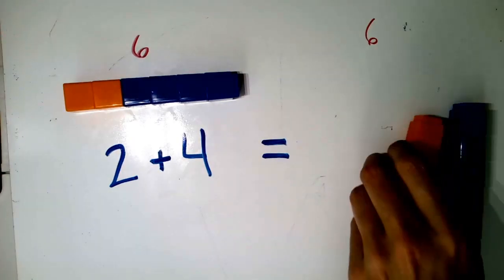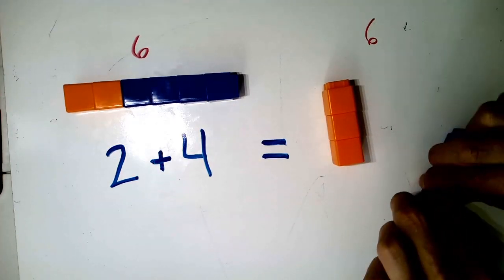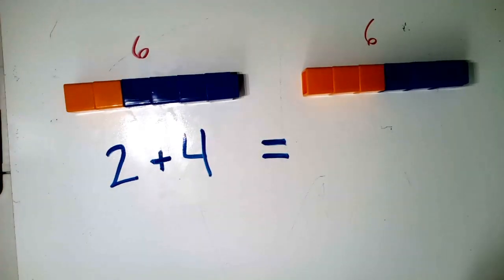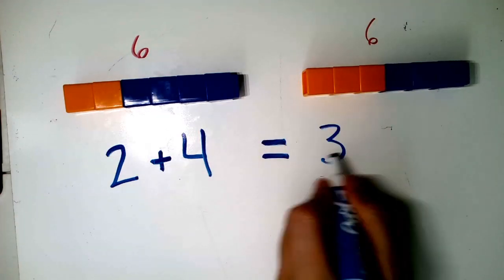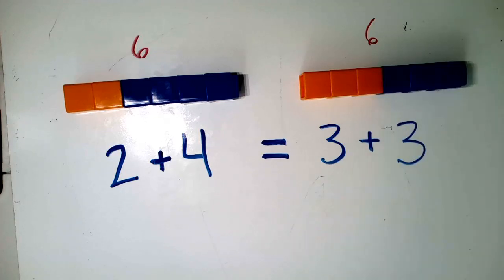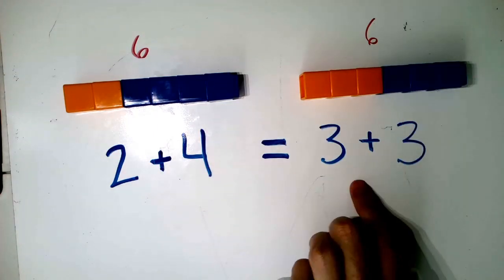3 and what? Let's count up to figure it out. 3, 4, 5, 6. I'm going to break that off. Put them together. Now what expression do we have? How many orange? 3. And how many blue? 3. There we go. So we made 2 expressions. Here's one expression. Here's the second expression.